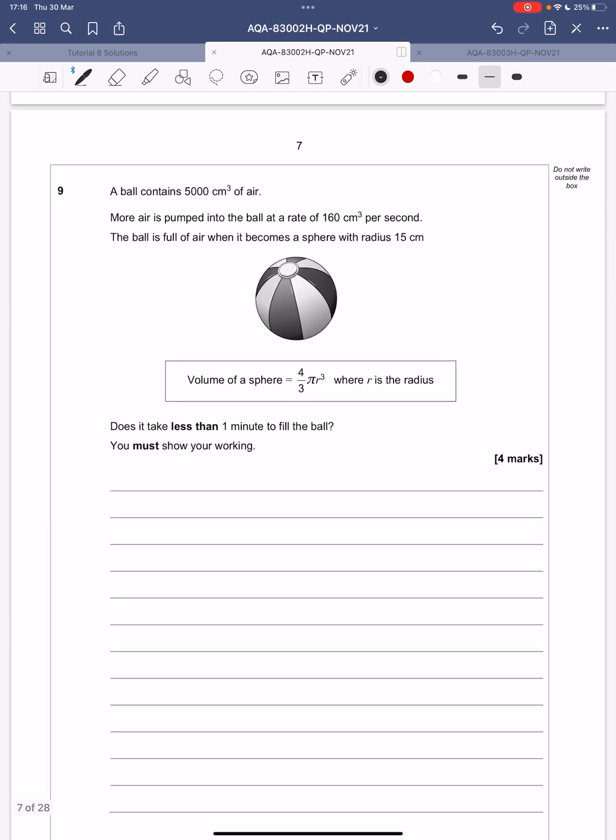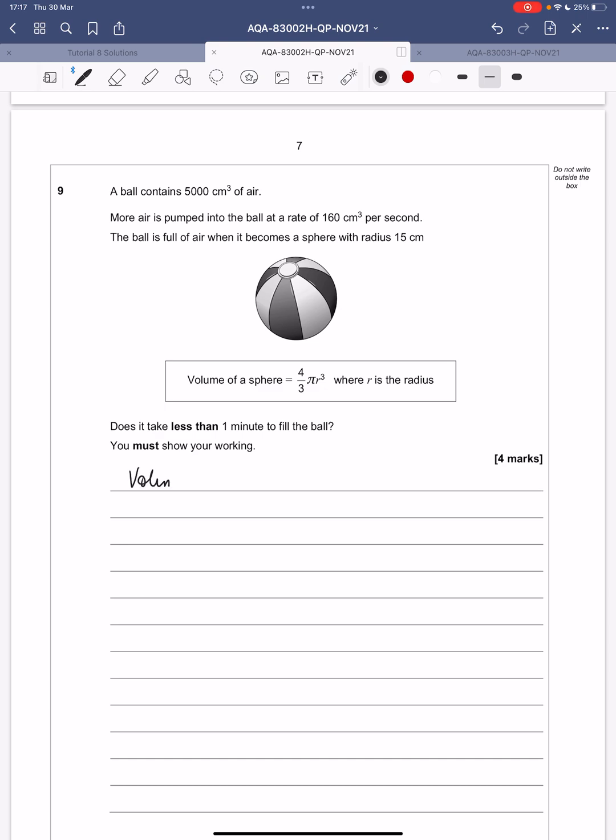Okay. Number 9, a ball contains 5,000 cubic centimetres of air. More air is pumped in at a rate of 160 cubic centimetres per second. The ball is full of air when it becomes a sphere with radius 15 centimetres. The volume of a sphere is 4/3 pi r cubed, where r is the radius. Does it take less than a minute to fill the ball? You must show your working.